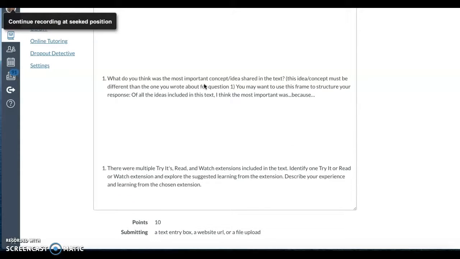Question number 2, what do you think was the most important concept or idea shared in the text this week? This idea or concept must be different than the one you wrote about above. So what was something that you really felt was important, that stood out to you, that helped you understand even deeper? Not something you knew before, but hopefully something different. A sentence starter that I have included here would be, of all the ideas included in the text, I think the most important was because. Again, certainly don't have to use my suggestion, but I think it's a helpful start.